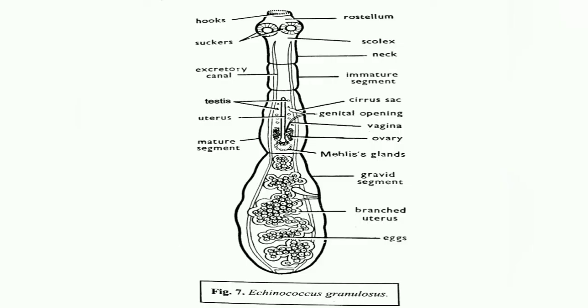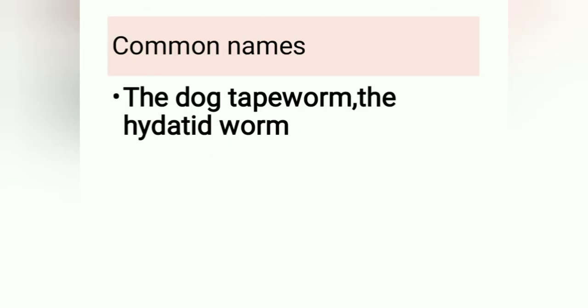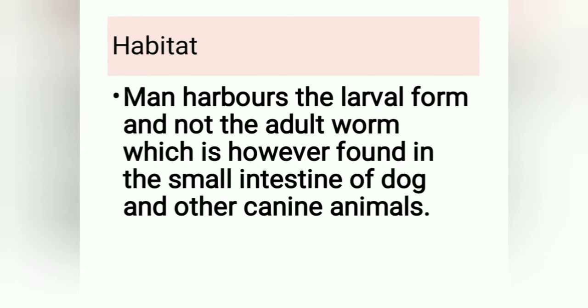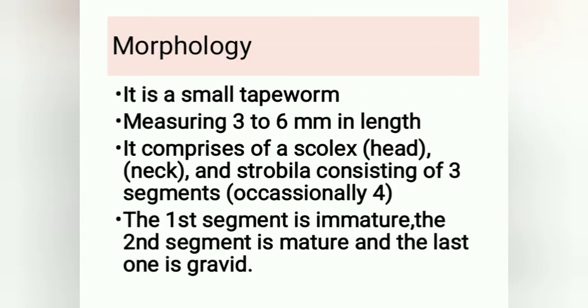This is the picture of Echinococcus granulosus. You can take a screenshot of this picture. This is a very important topic. Common names: the dog tapeworm, the hydatid worm. Habitat: man harbors the larval form and not the adult worm, which is however found in the small intestine of dog and other canine animals.